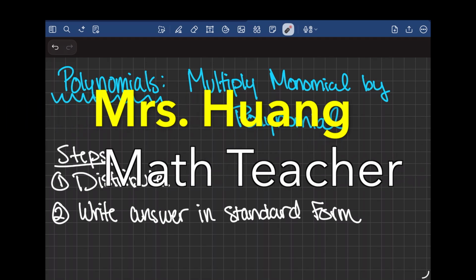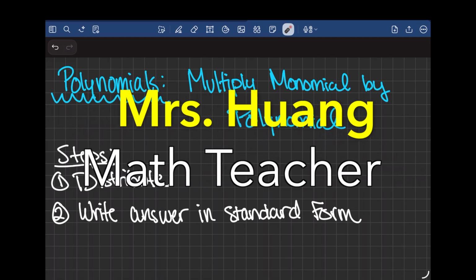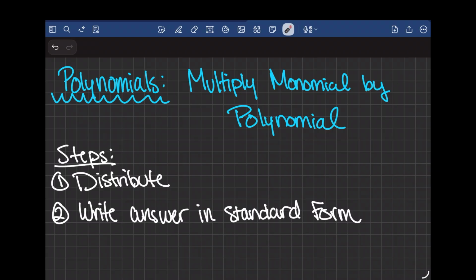Today we are going to multiply monomials by polynomials. Our two steps are to distribute and then make sure our answer is written in standard form. So that is the highest to lowest exponent, and it's written in alphabetical form if you have different variables.